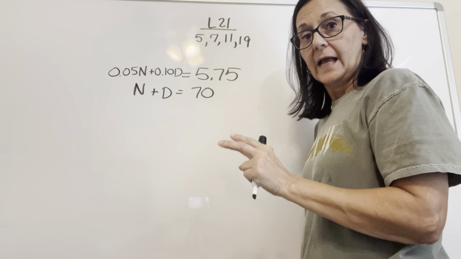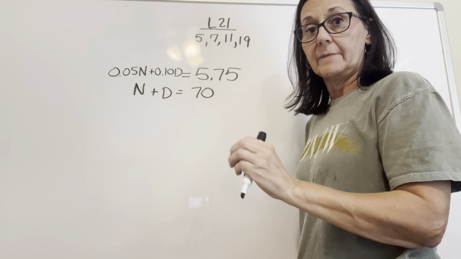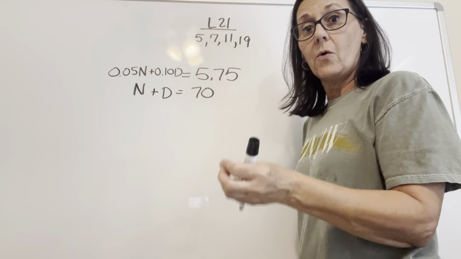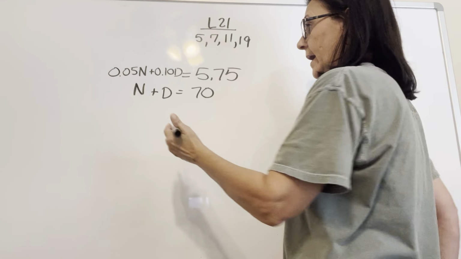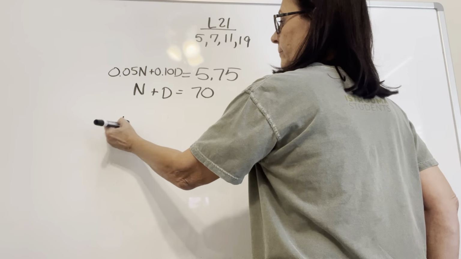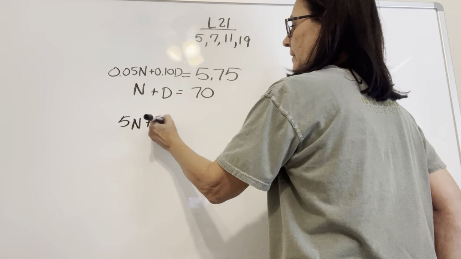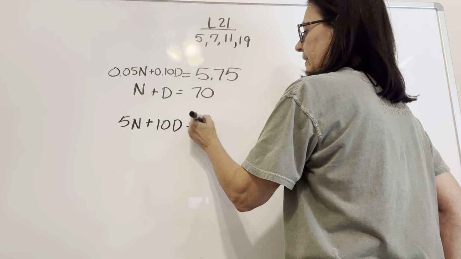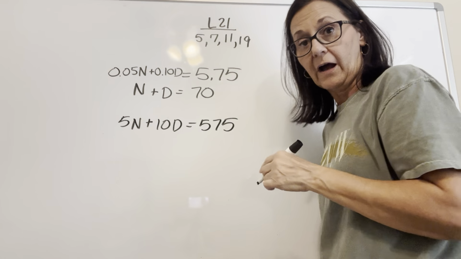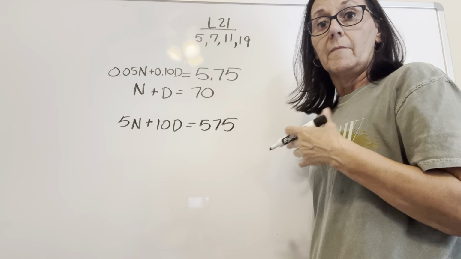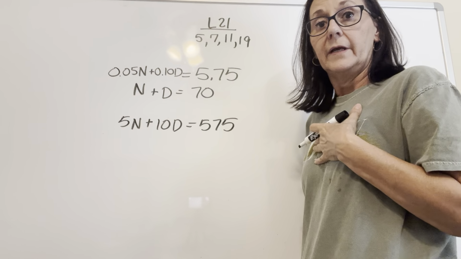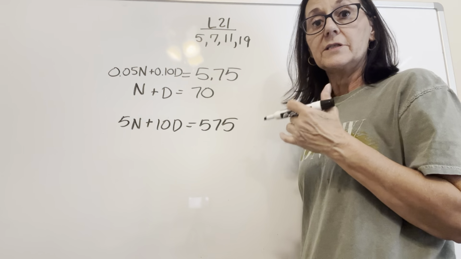I always take this first equation and eliminate the decimal. Every term has 2 decimal places, so it's as though I'm multiplying every term by 100. So I end with 5n plus 10d is 575. My favorite way to solve a system of equations is elimination.